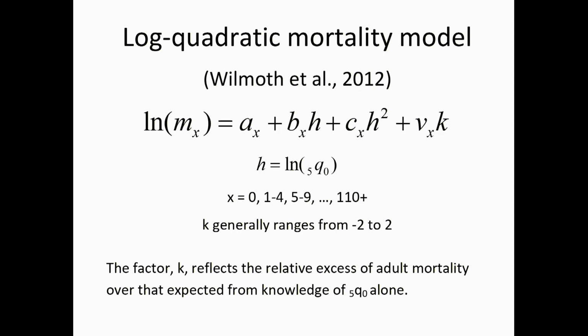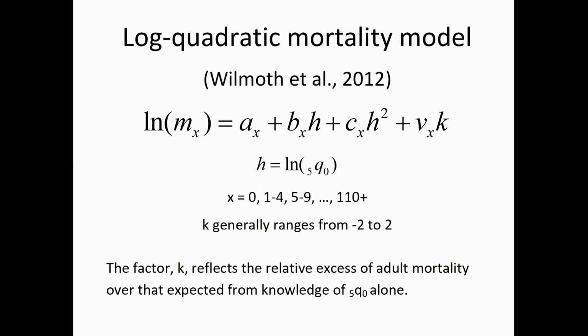But in any case, the best and most recent model life tables are the Ouellette and Associates model. We'll give the citation later. This is called the log quad model because it's a two-parameter model that's quadratic in the logarithms of the mortality rates.